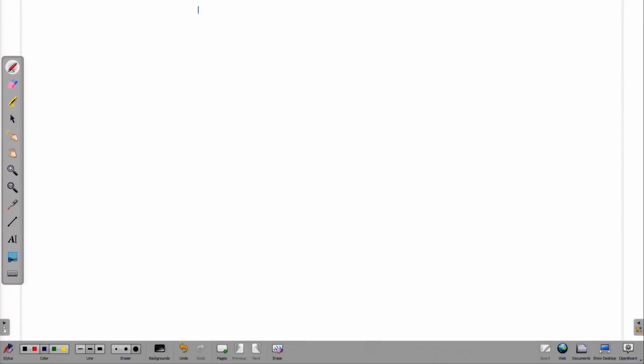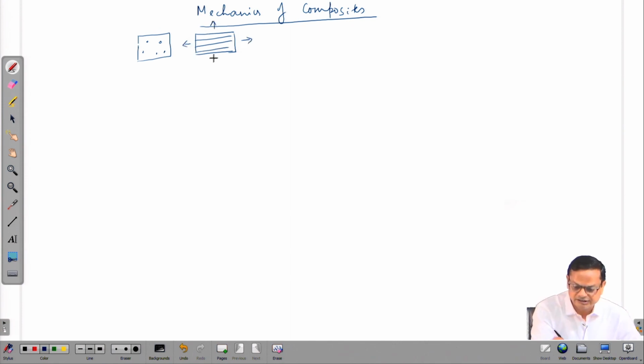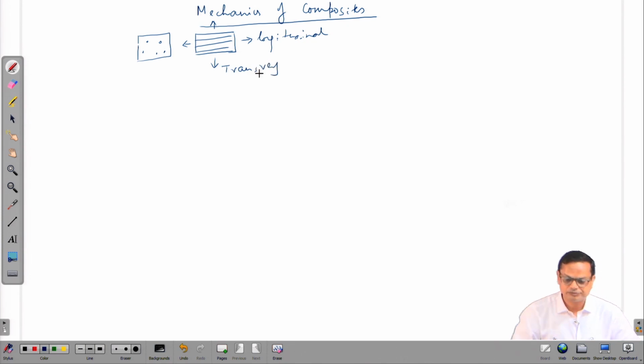Let us discuss the mechanics of composites. And I already discussed different combinations. For example, we can have particles being distributed. Similarly, we can have continuous aligned fiber, and we can have different kinds of loading directions, like longitudinal and transverse.